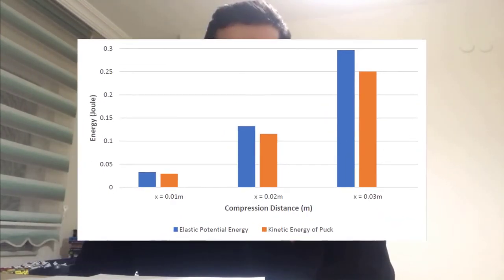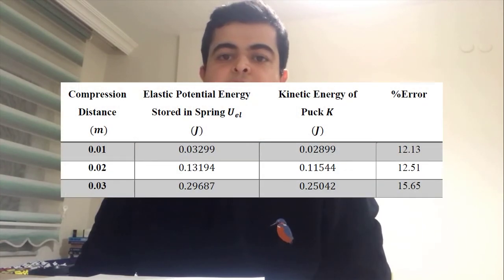I have learned that when the compression distance of the spring increases, the elastic potential energy stored in the spring, the average velocity of the puck, and the kinetic energy of the puck also increase. As you can see in this graph, there is a loss of energy while elastic potential energy was transformed into kinetic energy. Friction between puck and table, errors caused by measuring instrument or my measuring method may cause this energy loss. I calculate the error percentage based on these data.